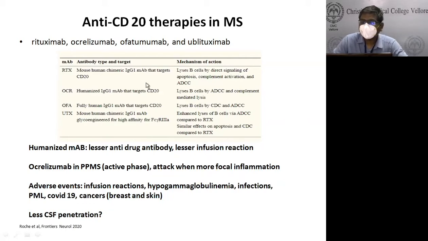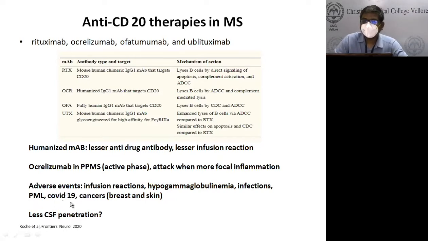And what are the adverse events with anti-CD20 therapies? You have infusion reactions, hypogammaglobulinemia. So you're supposed to measure the gamma globulins, immunoglobulins, at onset as well as during the course of treatment. Risk of infections. PML is very negligible compared to drugs like natalizumab.